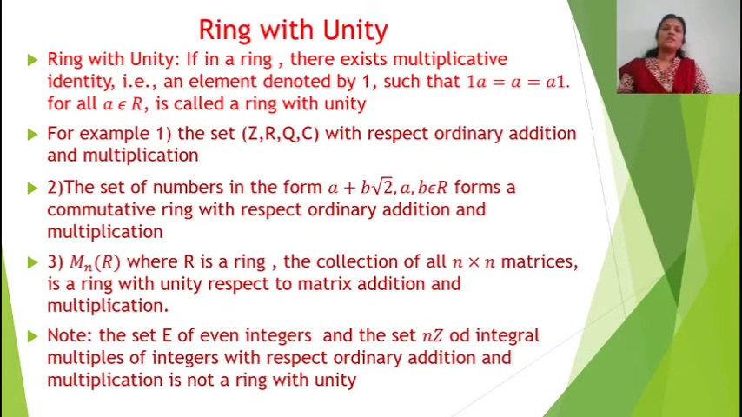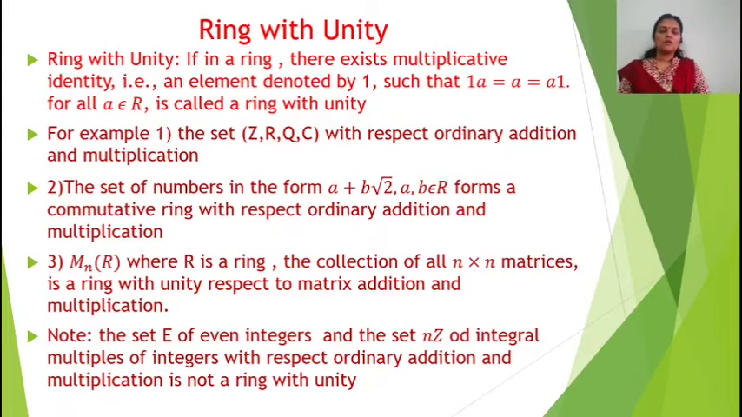Next we have ring with unity, that is a ring with a multiplicative identity. If it is there, then it is called a ring with unity. If in a ring there exists a multiplicative identity, that is an element denoted by 1 such that 1a = a = a1 for all a element of R, it is called a ring with unity. For example, the set Z of integers, R of real numbers, Q of rational numbers, C of complex numbers.